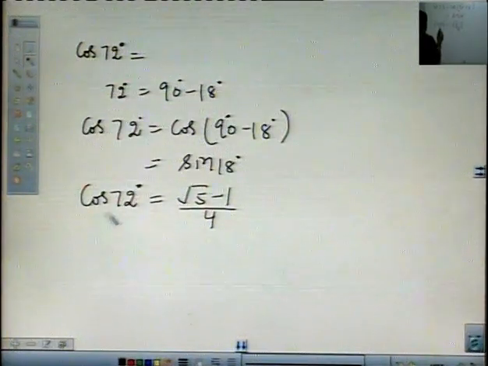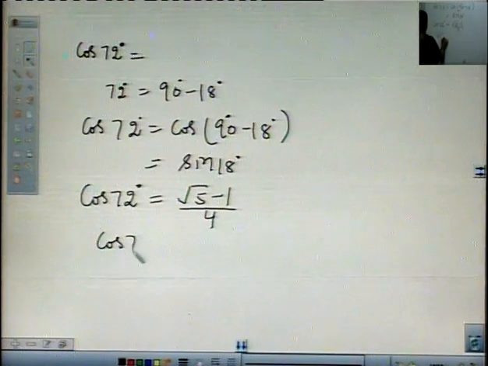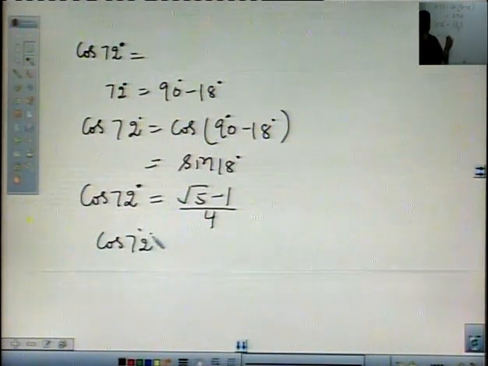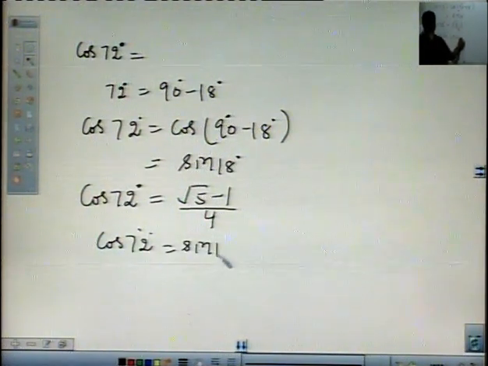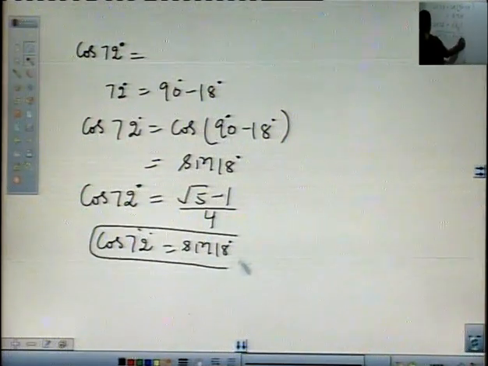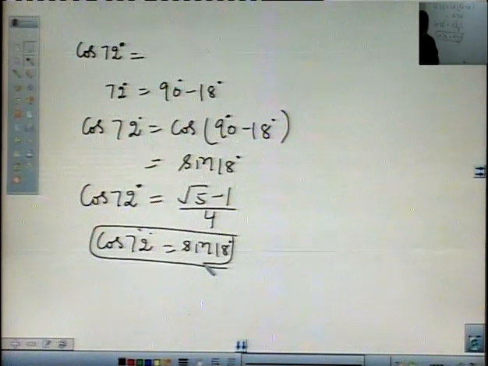sin 18 and cos 72 are the same. Now, what will be the value of cos 18?